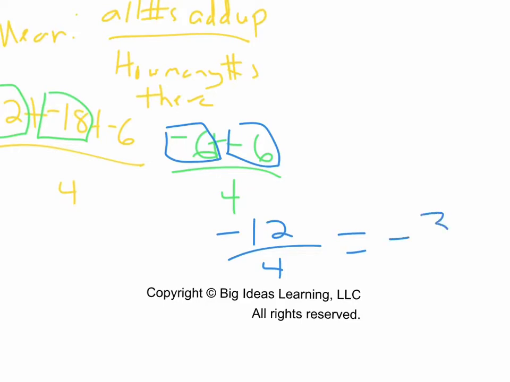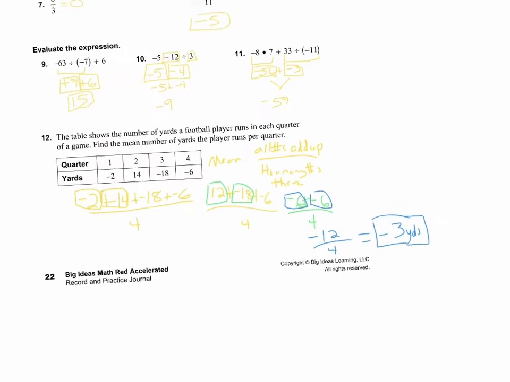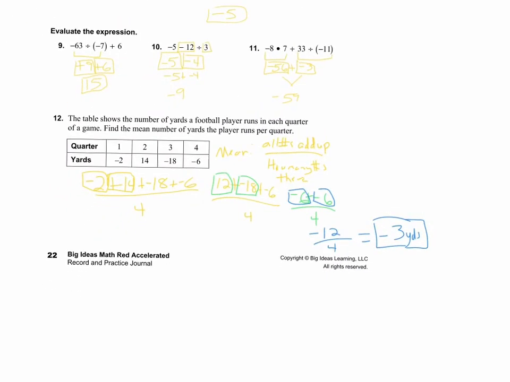12 divided by 4 is 3. So -3 would be my answer, and since it's a word problem, we have to label it. -3 yards would be my answer per quarter as your mean. For the mean number of yards a player runs per quarter, it's -3 yards. All right, this is 1.5, dividing integer notes.